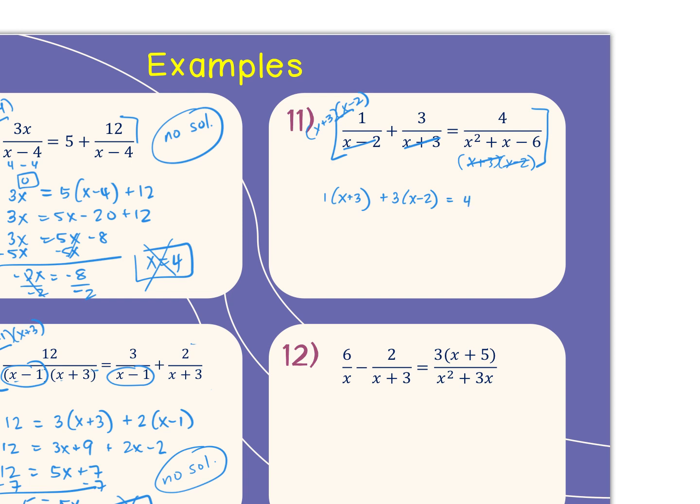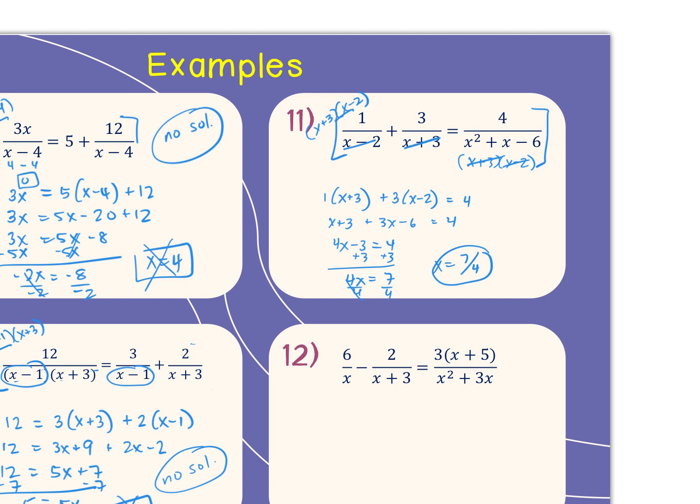So at this point, I just have to distribute the 1 here. I have to distribute the 3 here. And then I have to simplify my sides. So I get 4x minus 3 equals 4. Add 3 to both sides. So 4x equals 7, and then divide by 4. So I get x equals 7 over 4.